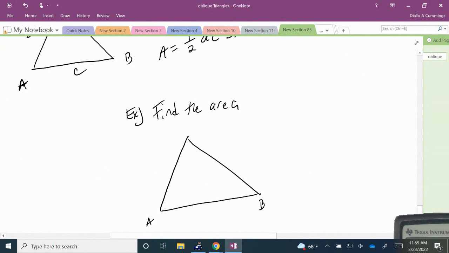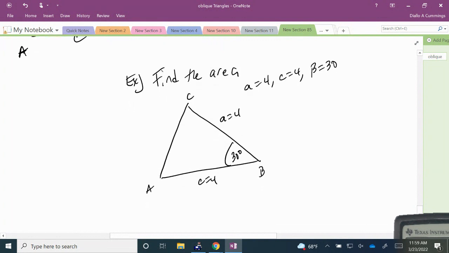So this is A, B, C. We're given that A is equal to 4, C is equal to 4, and beta is equal to 30. I'm going to give you a couple of minutes or so. I would like for you to find the area, and then we're going to return with the solution.